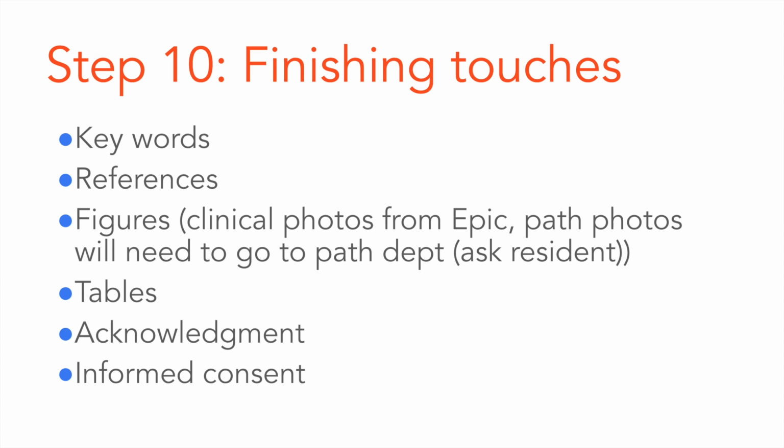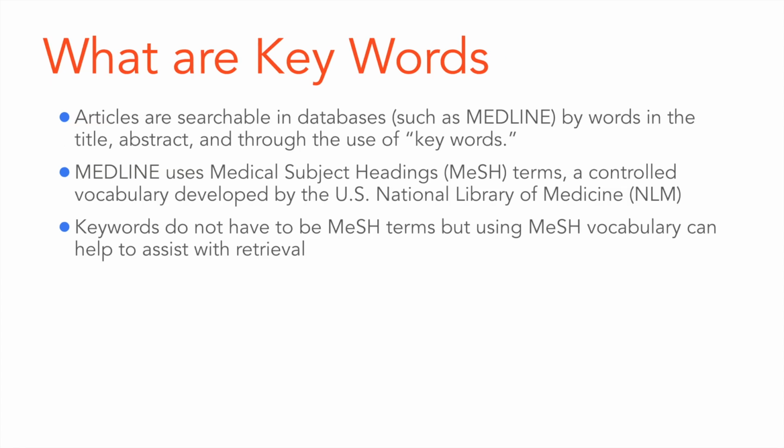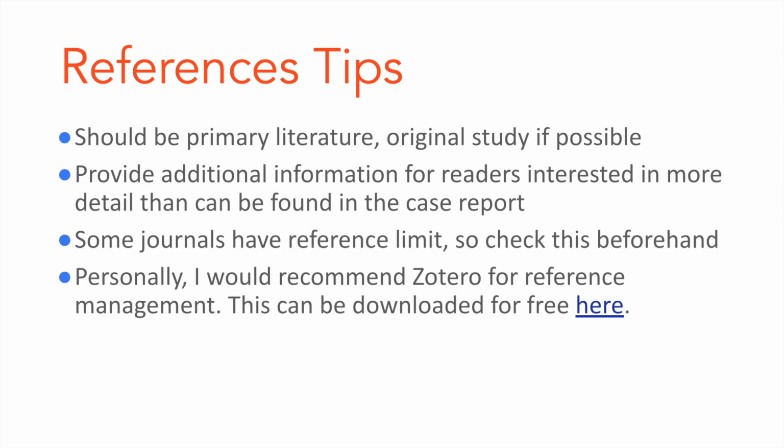Journals often request keywords, references, tables, and figures. Choose specific, relevant terms for your keywords that reflect the subspecialty and focus of your case. Avoid acronyms and be as clear as possible to help others find your report.